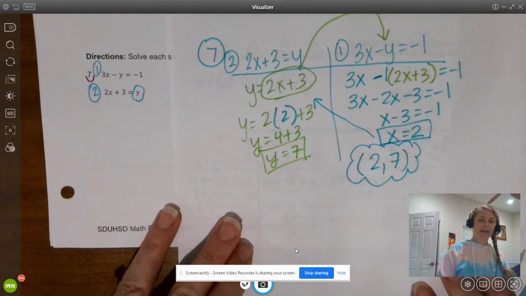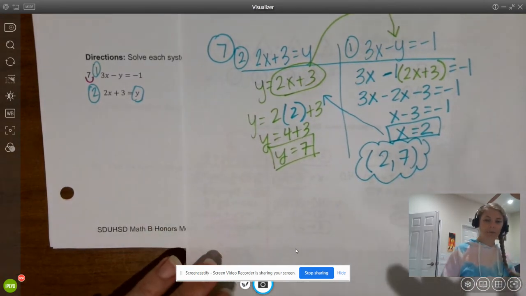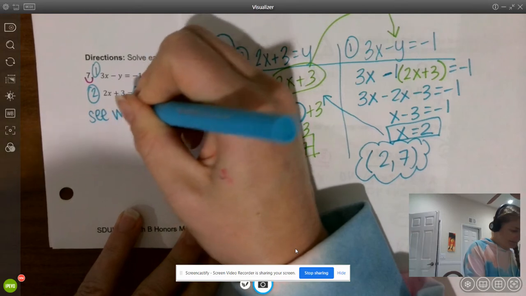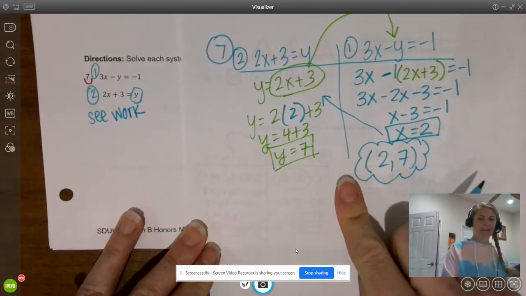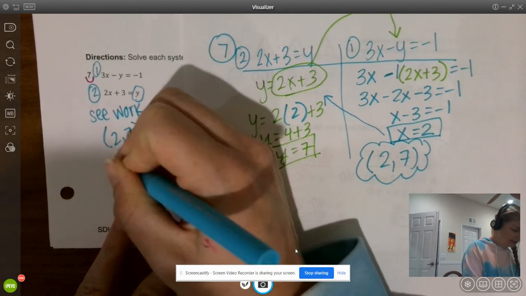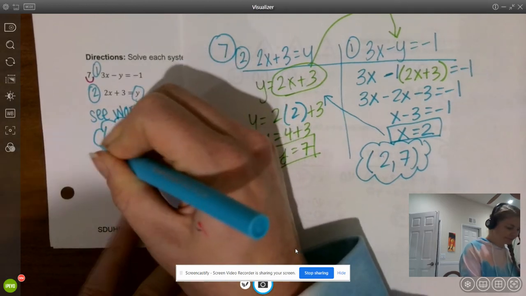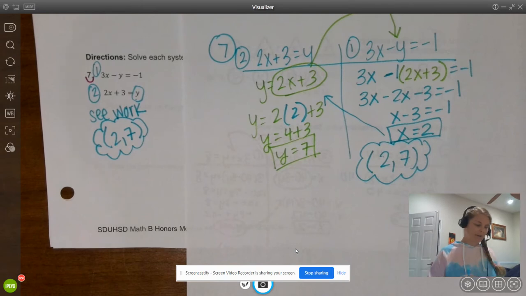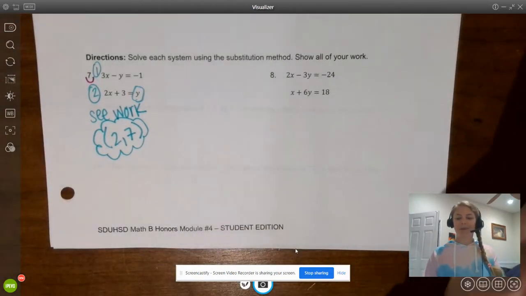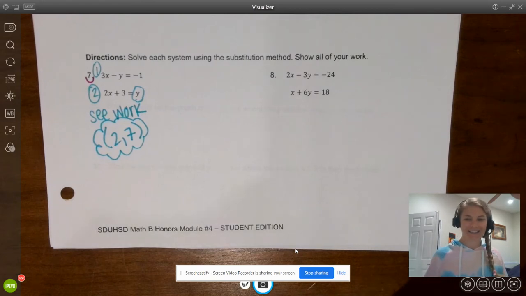You have to write your answer as an ordered pair and give it some flair. And if you're doing it like this for your homework, if there's not enough room on the printed paper, you can always just say see work, and you can scan in this work attached at the end. Awesome. Okay, why don't you go ahead and do 8, and we'll go over it in just a second.